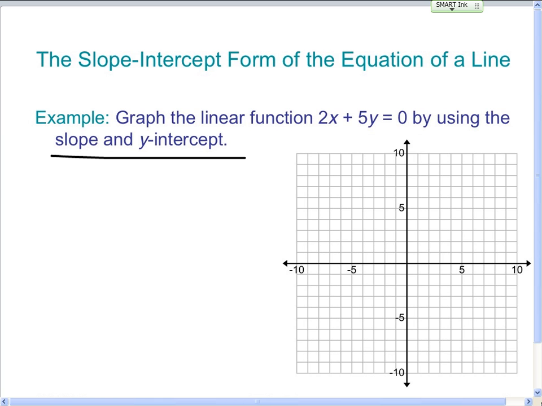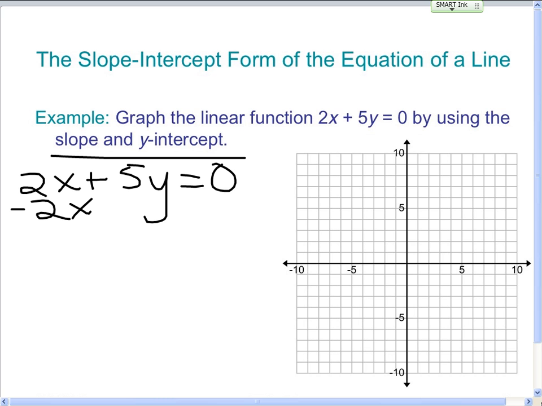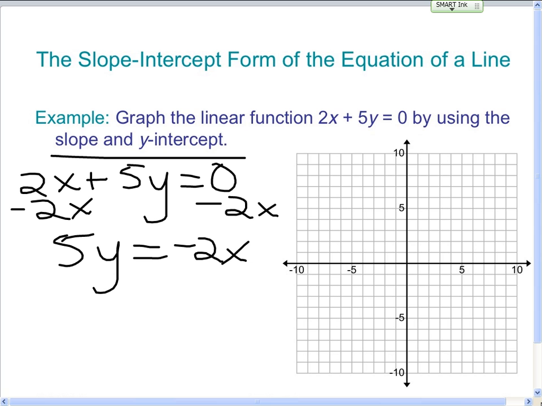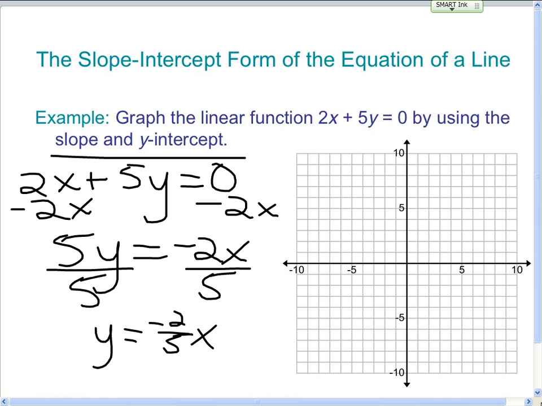But again, the only way we can do that is if we have the x and y on opposite sides, if we solve for y. So I have 2x plus 5y is equal to 0. I need to get my x on the opposite side of the equal sign, so I'm going to subtract it from both sides. And I need to get my y by itself. I need a 1y, not a 5y, so I'm going to divide by 5. And I get y equals negative 2/5 x.